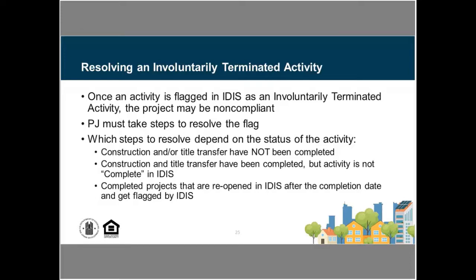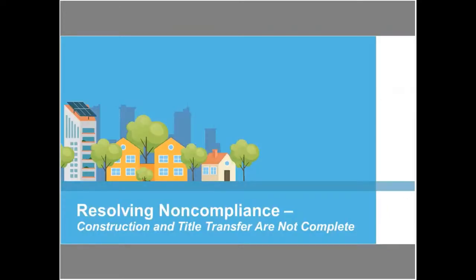And then in some cases, we'll find where we have an involuntary termination, where we had a project that actually had been marked as completed, that the PJ has gone in to add some information, such as beneficiary information for a rental project, and it has been essentially left open long enough that it has been flagged as missing that deadline when it actually had been completed in time. And so we'll go through each of those scenarios as we move forward here.